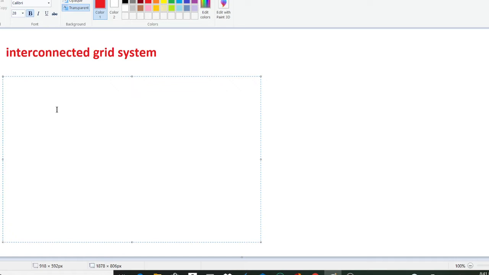Today in this lecture we will discuss the interconnected grid systems and their advantages and disadvantages. So let's start. First of all, what is an interconnected grid system? The connection of several generating stations in parallel is normally known as an interconnected grid system. There are a few advantages and also a few disadvantages of interconnected grid systems. First, we'll see the advantages of grid systems.